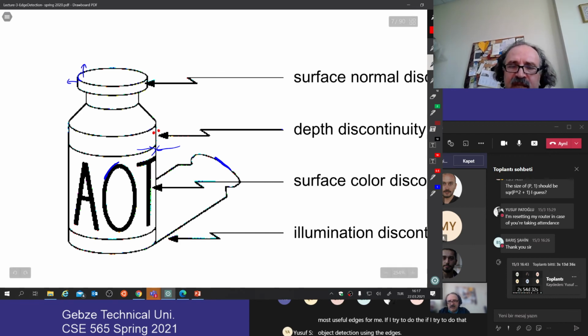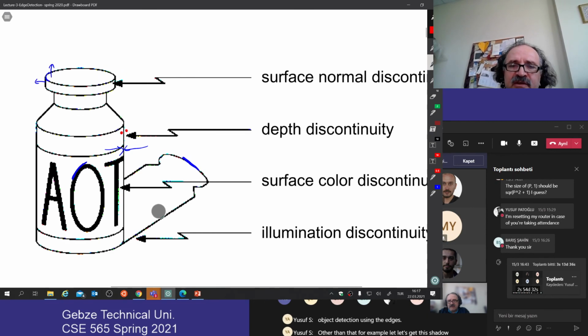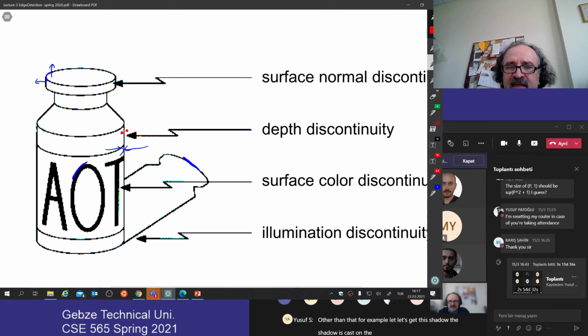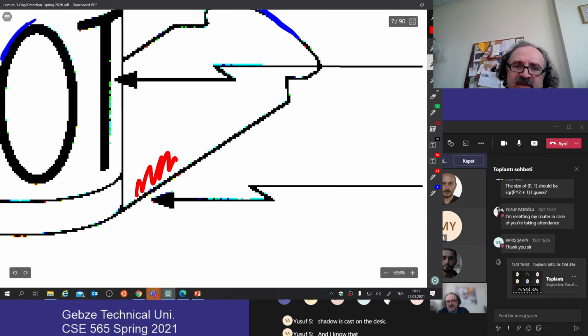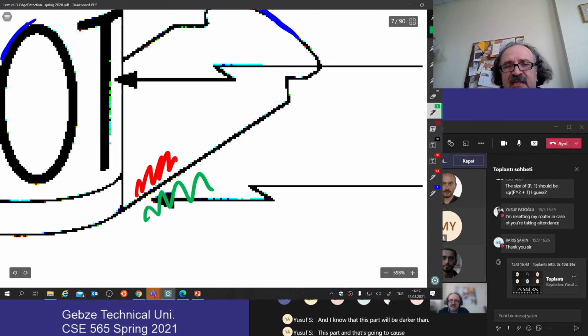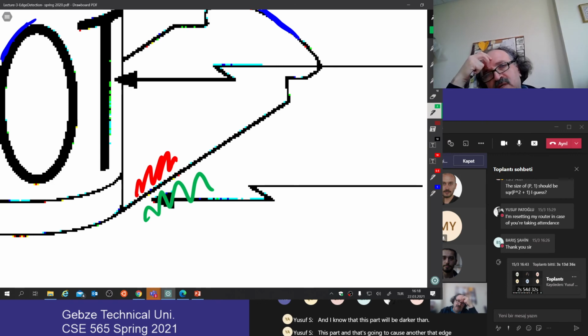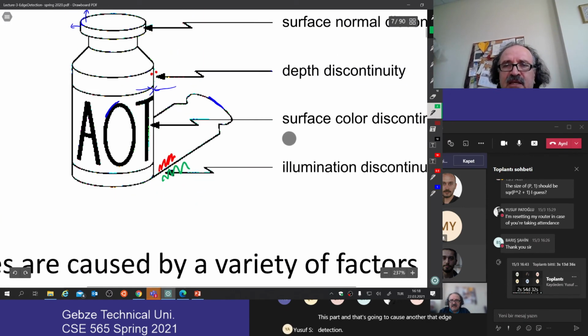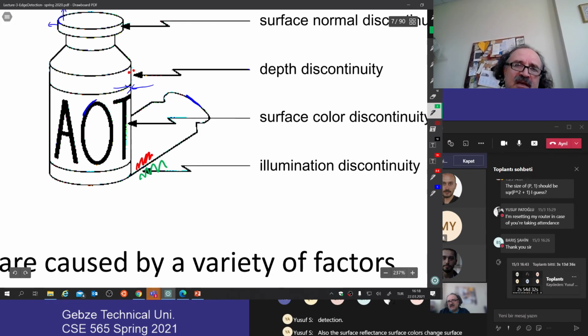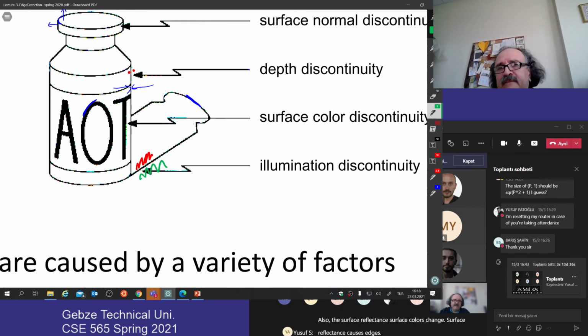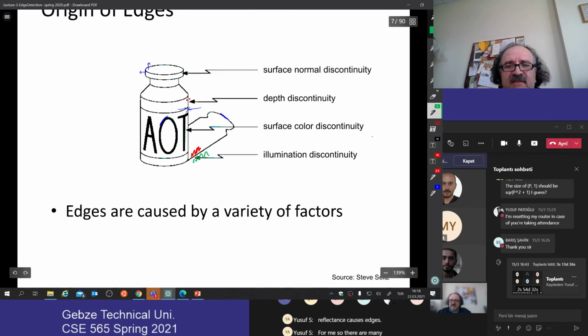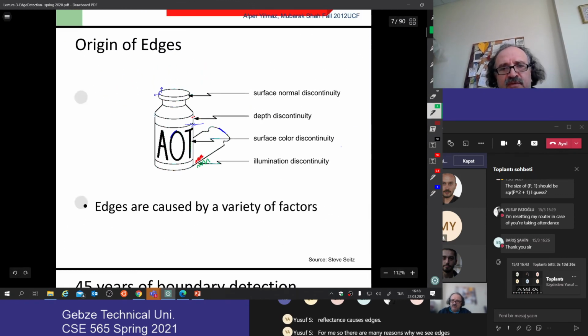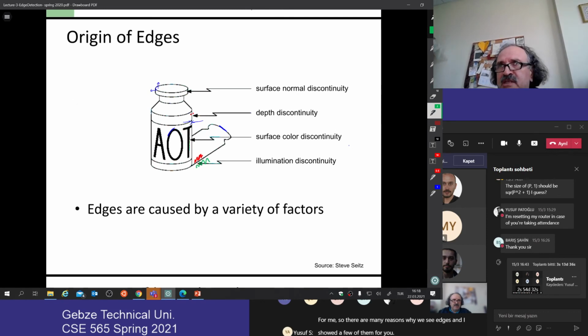Other than that, for example, let's look at the shadow. The shadow is cast on the desk, and I know that this part will be darker than this part, and that's going to cause another edge. Also the surface reflectance, surface color change, causes edges for me. So there are many reasons why we see edges, and I showed a few of them for you. And our purpose is to detect them using some specialized processes.